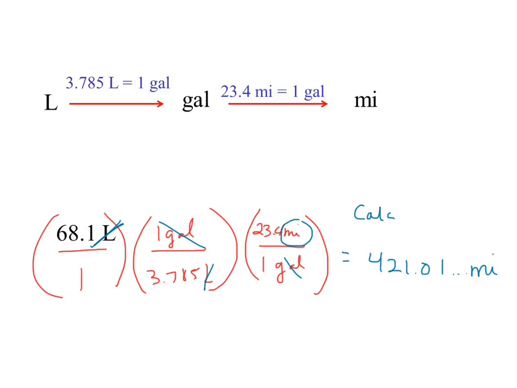So speaking of which, how are we doing with rounding here? Is there uncertainty in the liters? Yes. So how many sig figs? 3. Is there uncertainty in the liters to gallons? Oh yeah, there is.